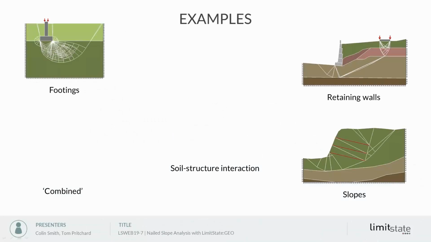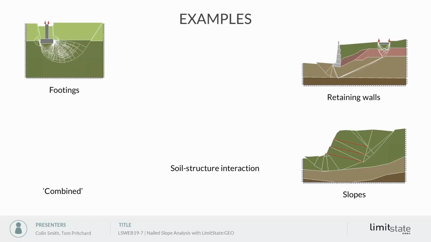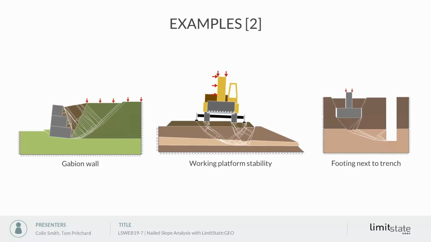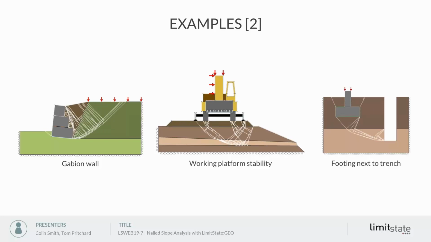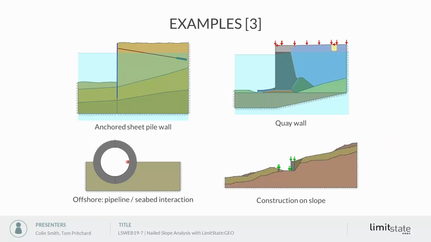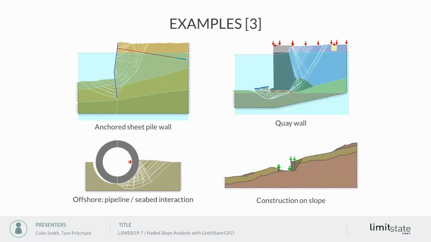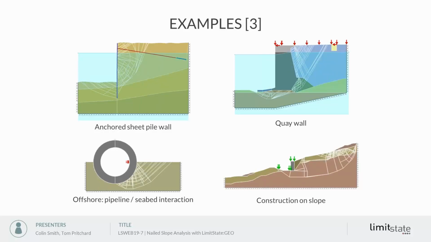Okay, to start off, we'll look at a few slides showing the range of problem types that can be solved by LimitState GEO. As you're probably aware, LimitState GEO is a general-purpose ultimate limit-state software able to determine the collapse state for any problem geometry and able to model slopes, retaining walls, structural elements, and soil reinforcement, as shown by some of these examples. Our aim today is to focus on soil-nailed slope stability analysis.